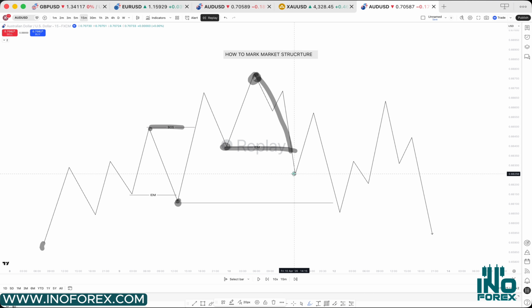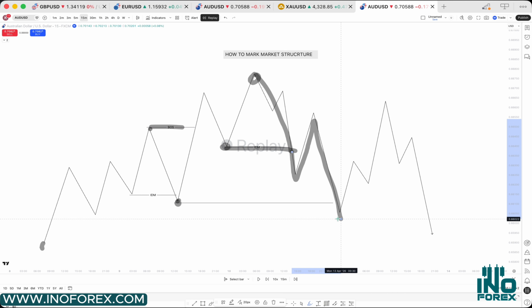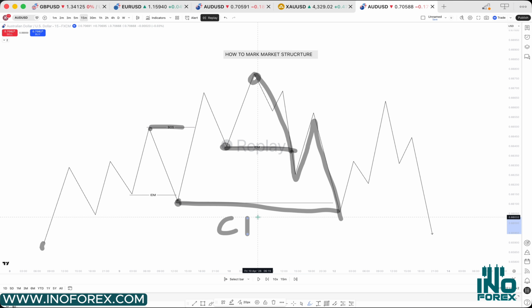The market might continue to push up and break this high. When the market breaks a higher high, we confirm a break of structure. A candle must cross above the high. And if the market continues to push down and break this low, we will say that the market has changed character.